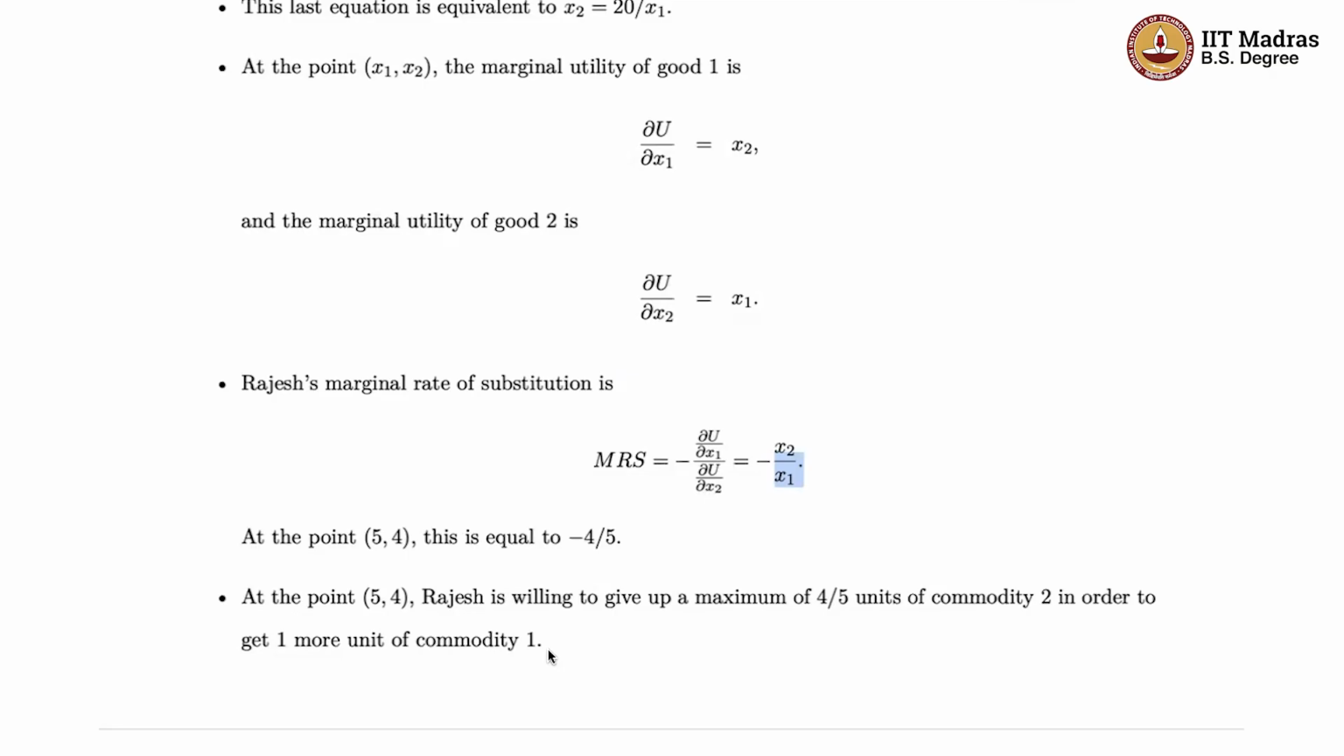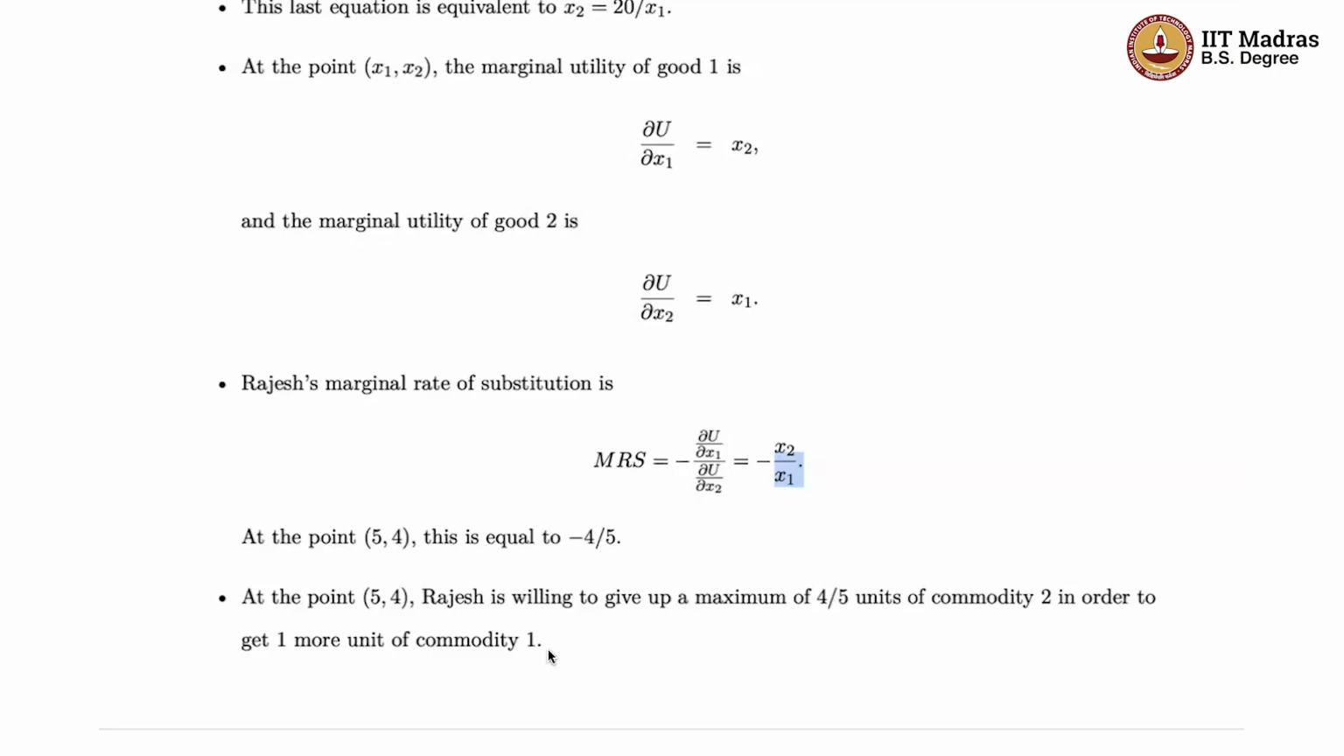Here, what we are asking is a slightly different question, right? Here, what we are asking is that suppose Rajesh starts out at 5, 4. He wants to have a little bit more of commodity 1. Okay. What is the maximum amount of commodity 2 that he's willing to give up in order to get that one more unit of commodity 1?